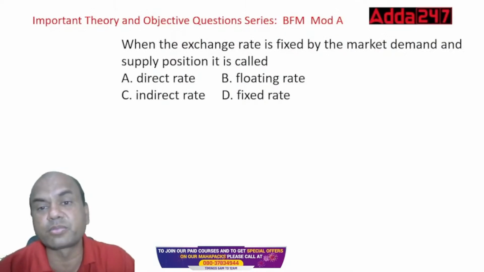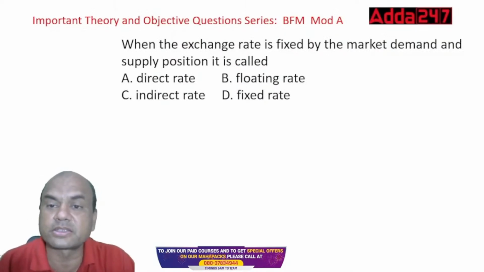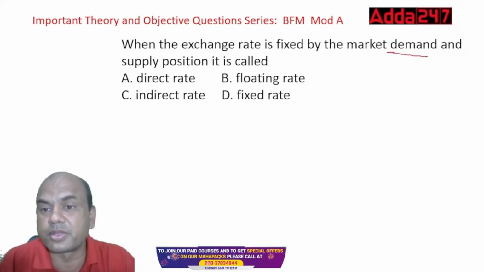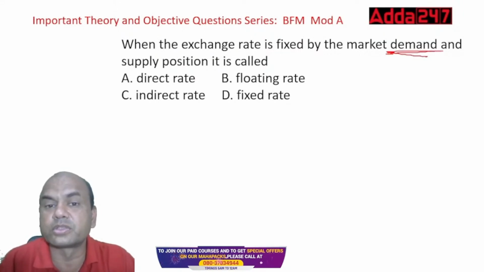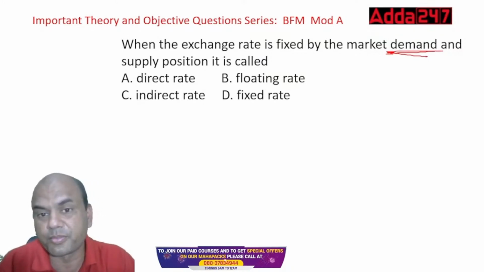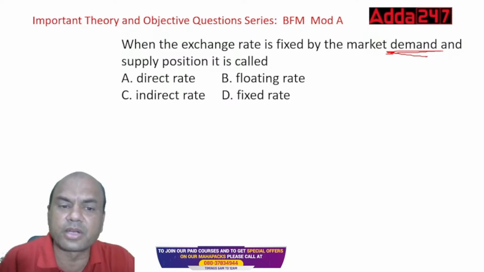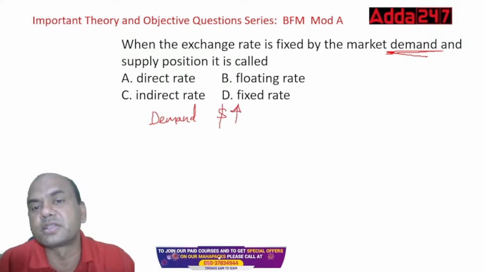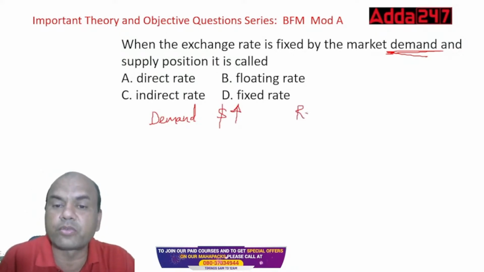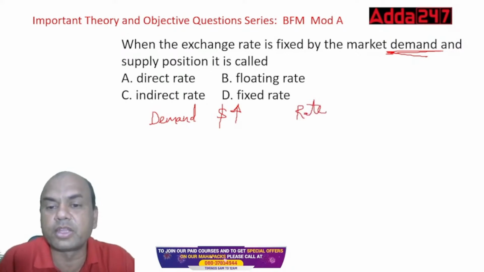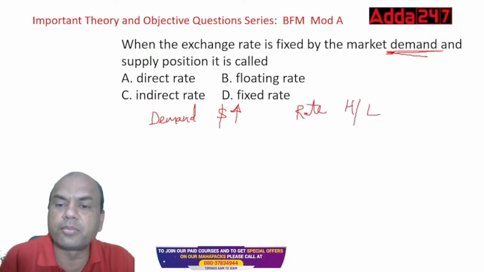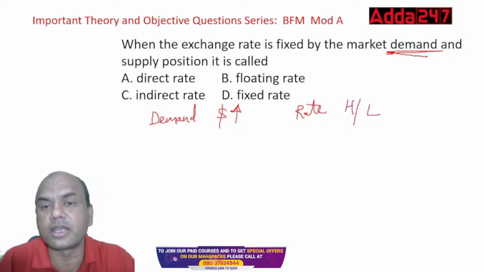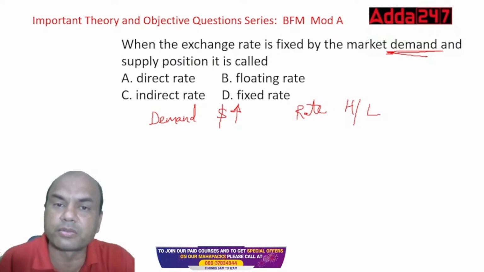When the exchange rate is fixed by the market demand and supply position, it is called market demand and supply position. Means if your demand is high, your rate goes high. If your supply is high, your rate goes low. Do you know this concept? Suppose the demand for dollar, let's say, goes up. If it goes up, then what happens? The rate for dollar will be high or low? Just type H or L. If the demand for dollar is high, will the rate for dollar be high or low?